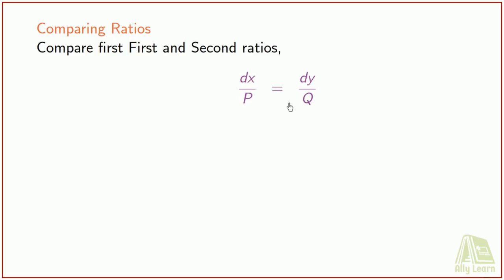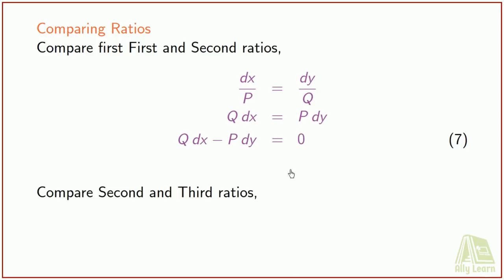Next, we just cross multiply and get q dx equals p dy, and then we get this equation: q dx minus p dy equals 0. Now we solve this equation further and get the solution phi. For the next solution, we compare the other ratios. Suppose we are comparing the second and third ratios.